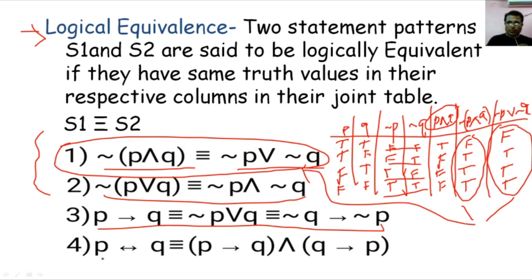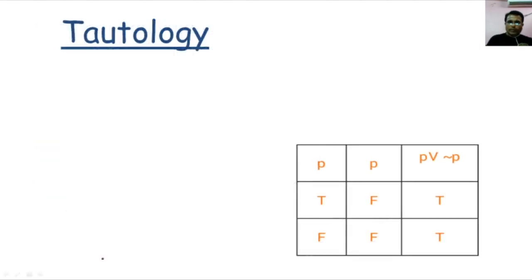The next concept is tautology. Now here we are observing this table. You have statement P and this is negation of statement P. So actually this is P and this is negation P, and if P is true, false, then we know that negation P is false, true.